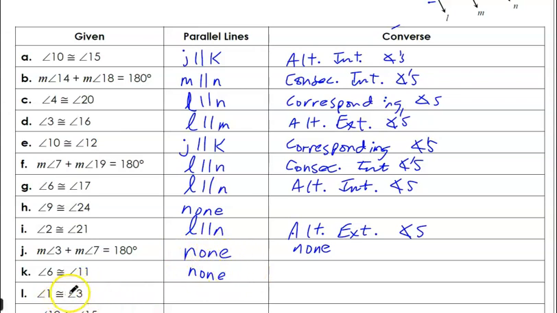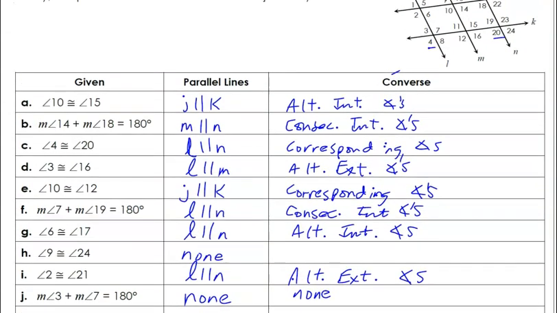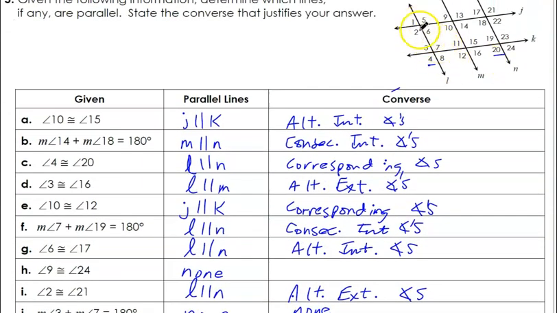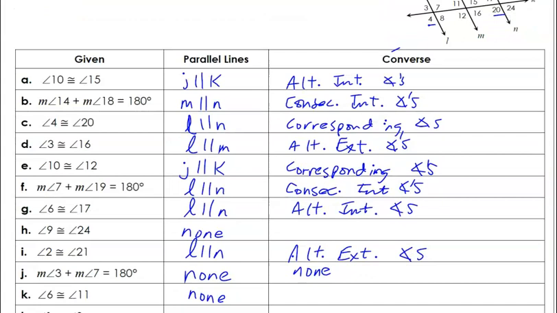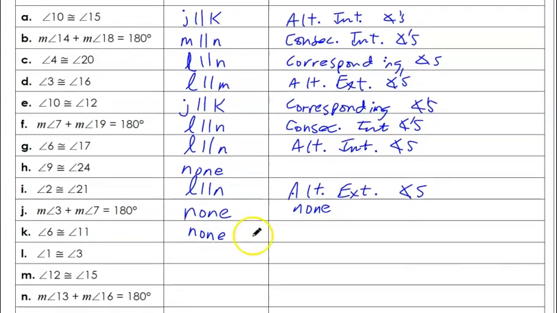Then 1 is congruent to 3. So let's go back up so I can see 1 and 3. 1 and 3 lie on transversal L, cutting through lines J and K. So that proves that J and K are parallel, and 1 and 3 are corresponding. So J is parallel to K, and our converse is corresponding angles.